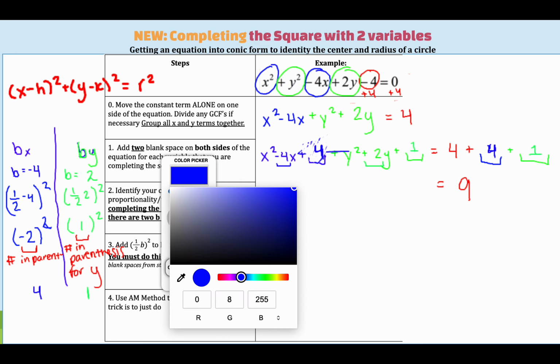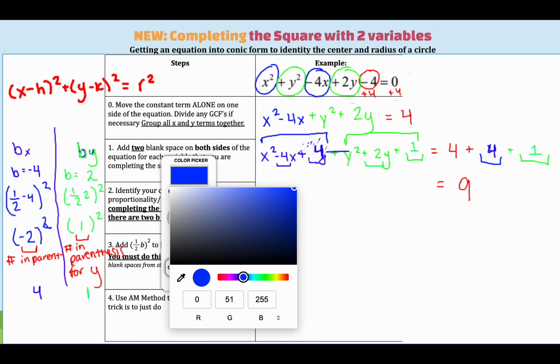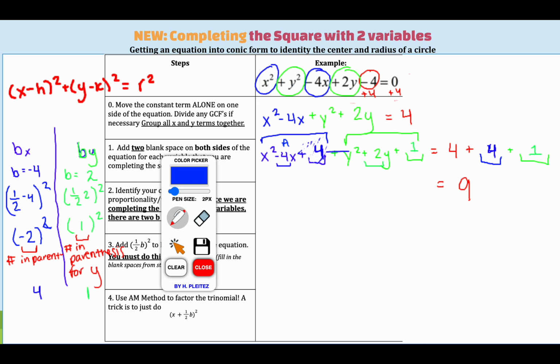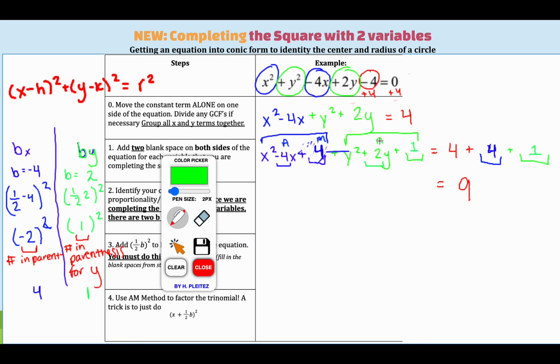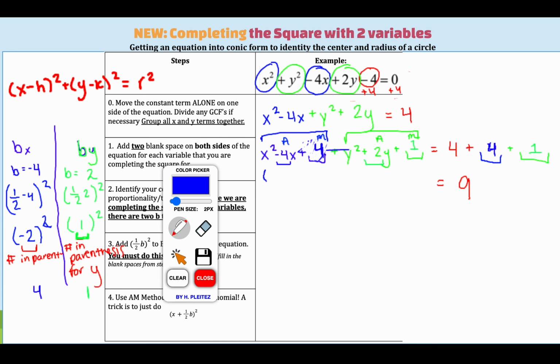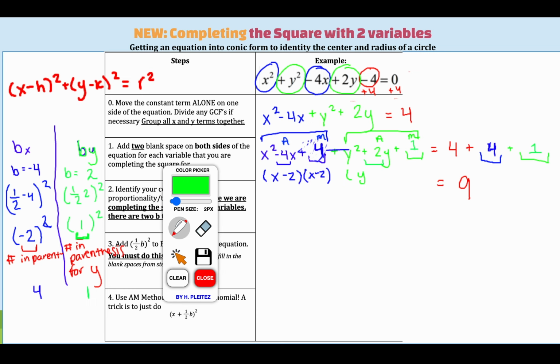And now what we would need to do is AM method with your x terms, and AM method with your y terms. So again, if you were doing AM, you would need to find for your x terms two numbers that add to -4 and that multiply to +4. And for your y terms, you'd have to find two numbers that add to +2 and that multiply to +1. So in this case, for x, you can do x minus 2 times x minus 2. And then for y, we would get y plus 1 and then y plus 1. And then that would simplify to x minus 2 squared plus y plus 1 squared.